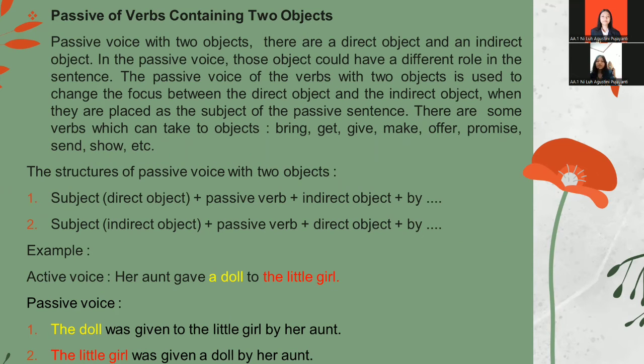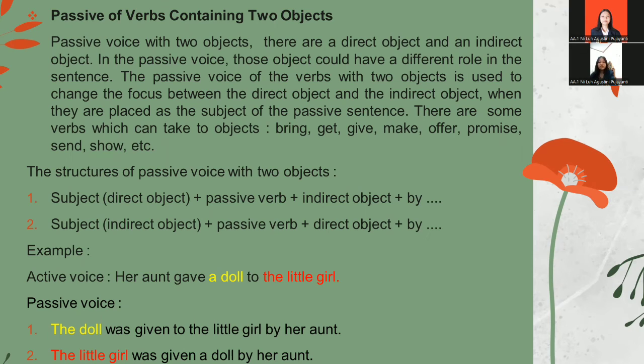And then passive of verbs containing two objects. After some verbs, we could find two objects. They are a direct object and an indirect object. In the passive voice, those objects could have a different role in the sentence. The passive form of the verbs with two objects is used to change the focus between the direct object and indirect object when they are placed as the subject of the passive sentence.